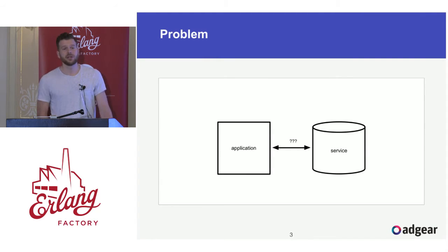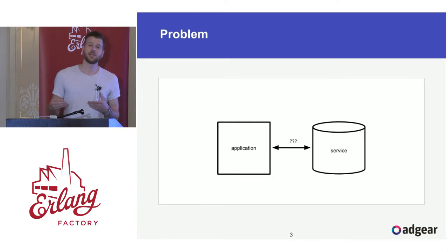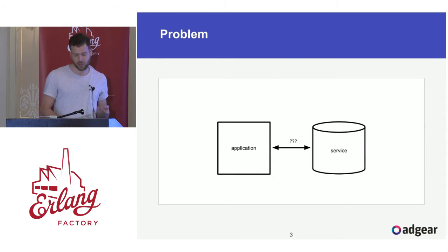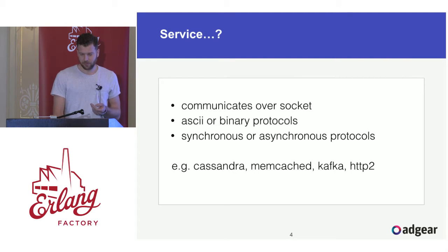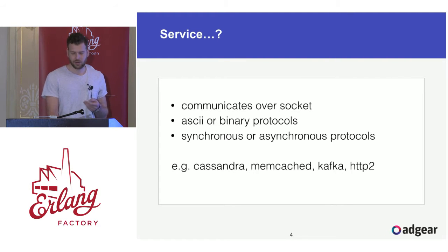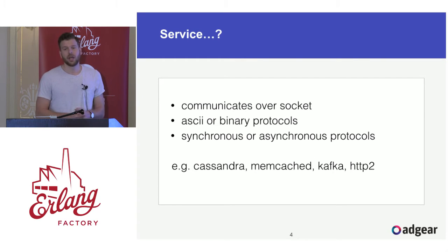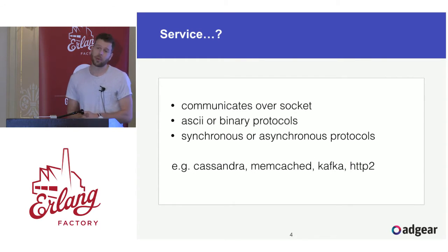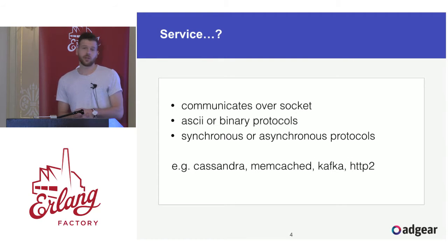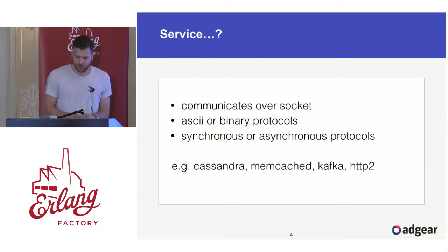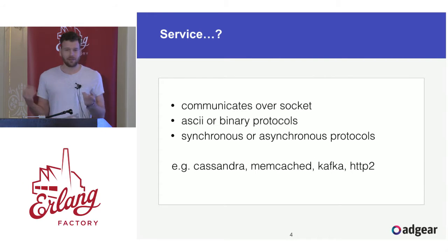The problem we're trying to solve, building clients, is basically a client to talk to a server. So we have an application, and we want to talk to a service. How can we make this as efficient as possible? A service for Shackle is basically something that communicates over a socket. It can be a text protocol or binary, and it can be a synchronous or asynchronous protocol. For example, it could be Cassandra, Memcached, Kafka, HTTP2.